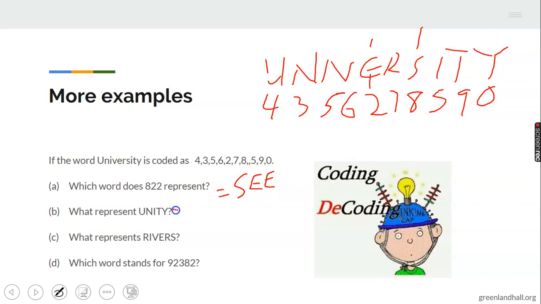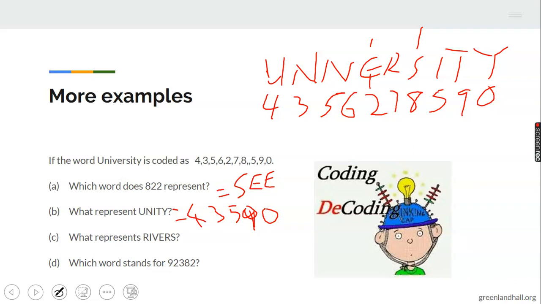Then what is unity? U is 4. N is 3. I is 5. T is 9. Sorry, T is 9. And then Y is 0. So we have 4, 3, 5, 9, 0 for unity. Then reverse. What does reverse stand for?